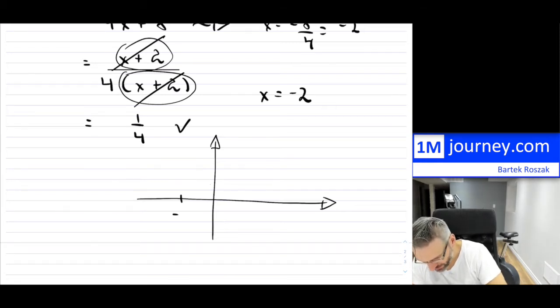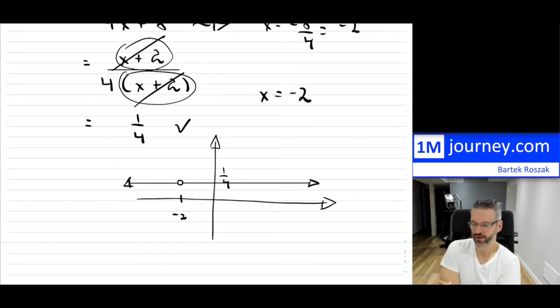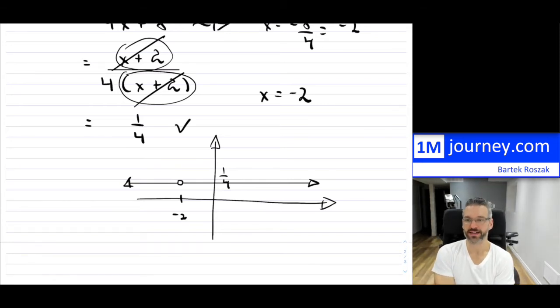So let's say this is -2. So we're going to have a hole at -2. And so here is your graph. It's just a flat line all the way, right? And this is at 1/4. So that's what would have happened with that.